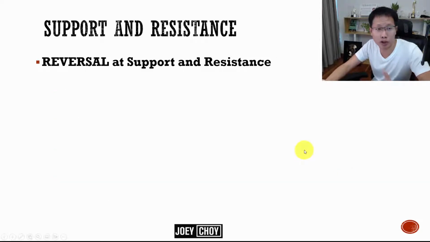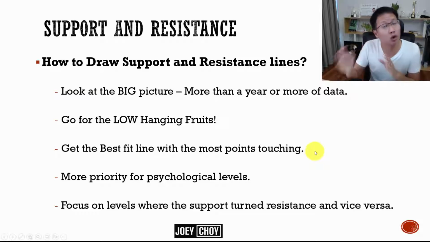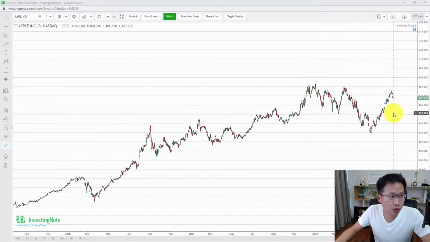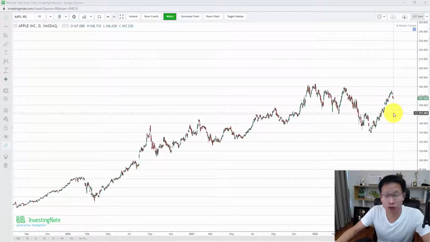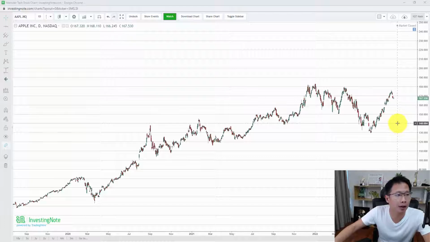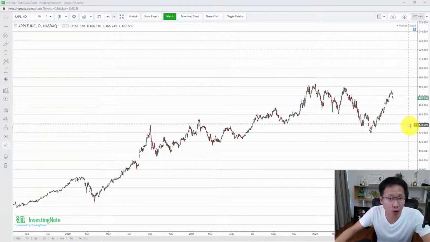All right, so let's go ahead and dive into the chart before I draw these lines for you. We look at a few stocks as well to see how we can draw these lines. Okay, let me show you how to draw the horizontal support and resistance line. So this is Apple, one of those really popular US stocks.